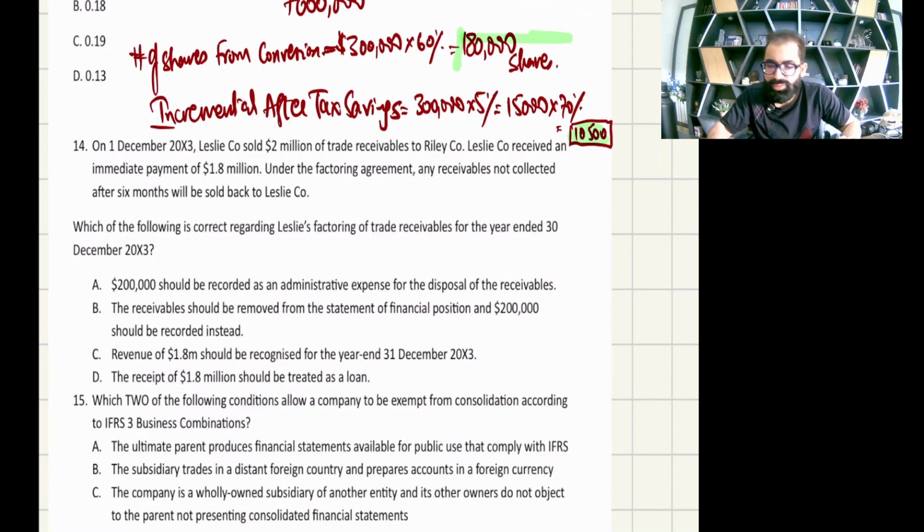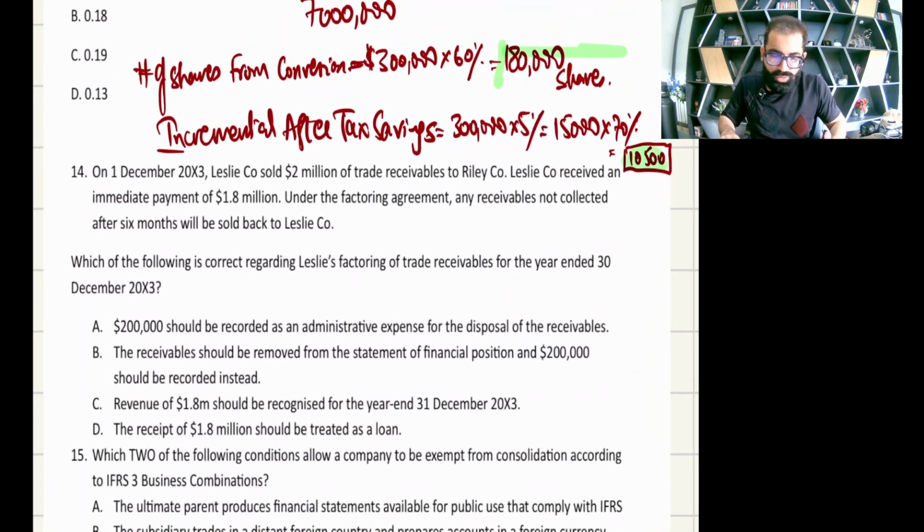Now the next question is again a final account and IFRS 9, okay? Insured, bad debts and uninsured. Remember the factoring thing. So what they are saying, on 1st December X3, Leslie company sold 2 million. Just they are using the word sold. In reality, it's not sold, right? Sold 2 million of trade receivable to Relay company. Leslie company received an immediate payment of 1.8 million under the factoring agreement.